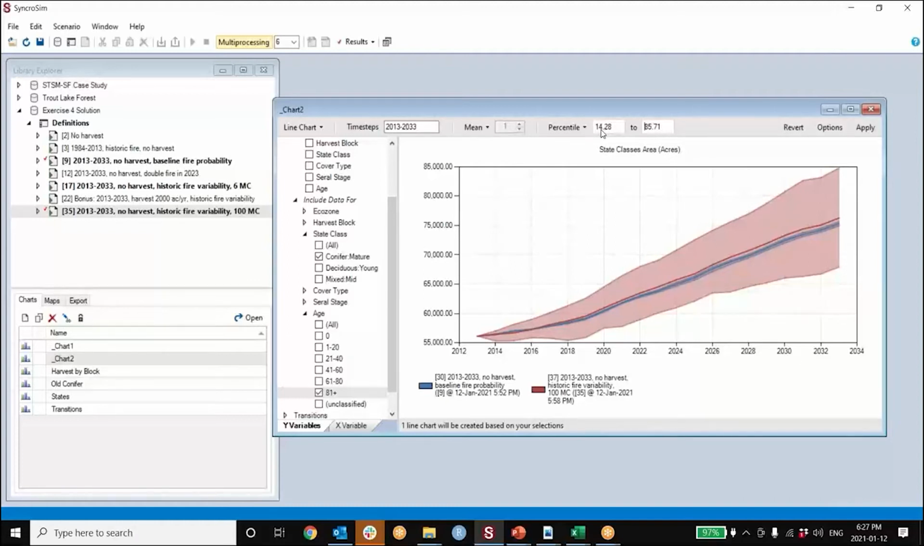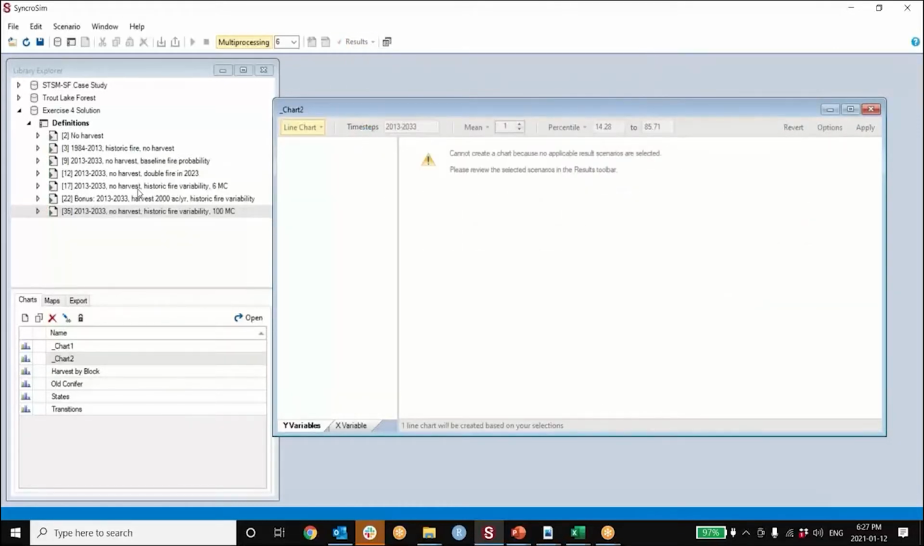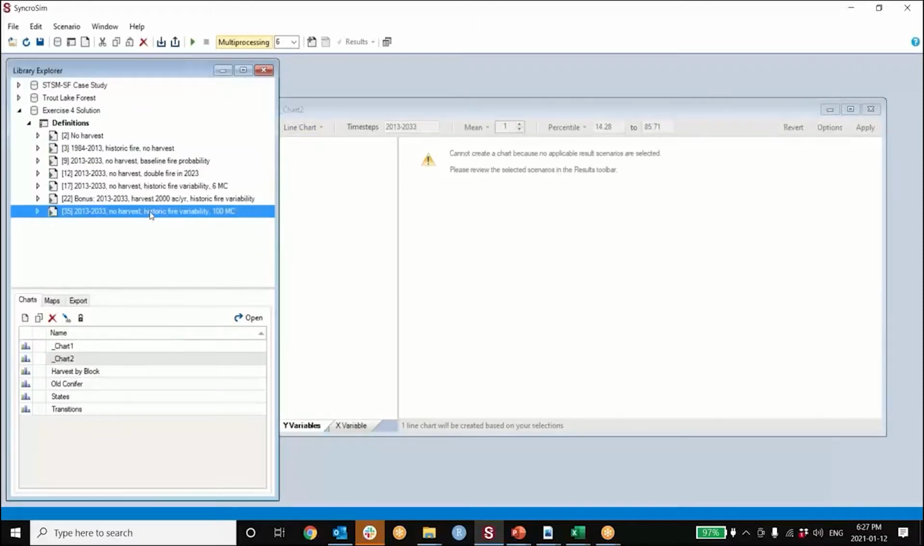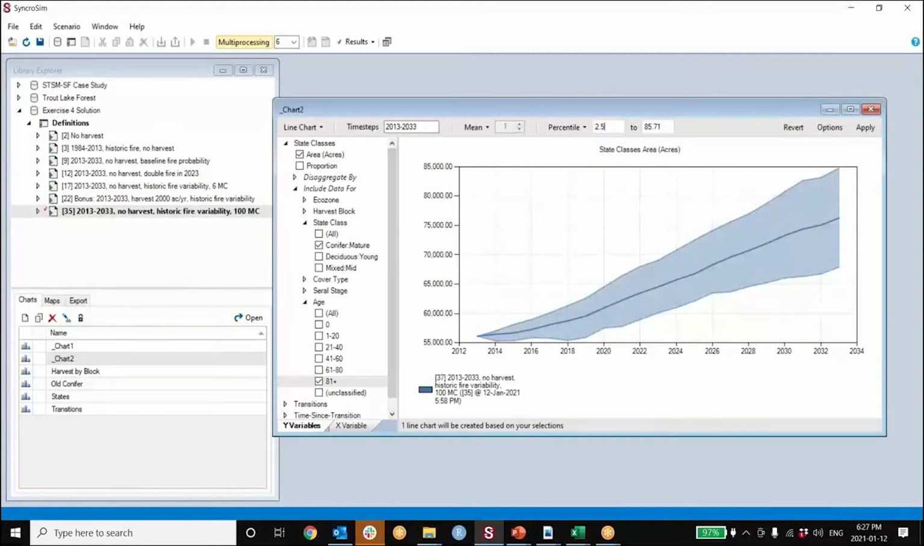If you do the math, it turns out if you run 40 Monte Carlos, you can just barely establish the 95% confidence interval. So let me actually remove all these and only look at the one with 100 Monte Carlos, add it back in. And now it will allow me to go 2.5 to 97.5.